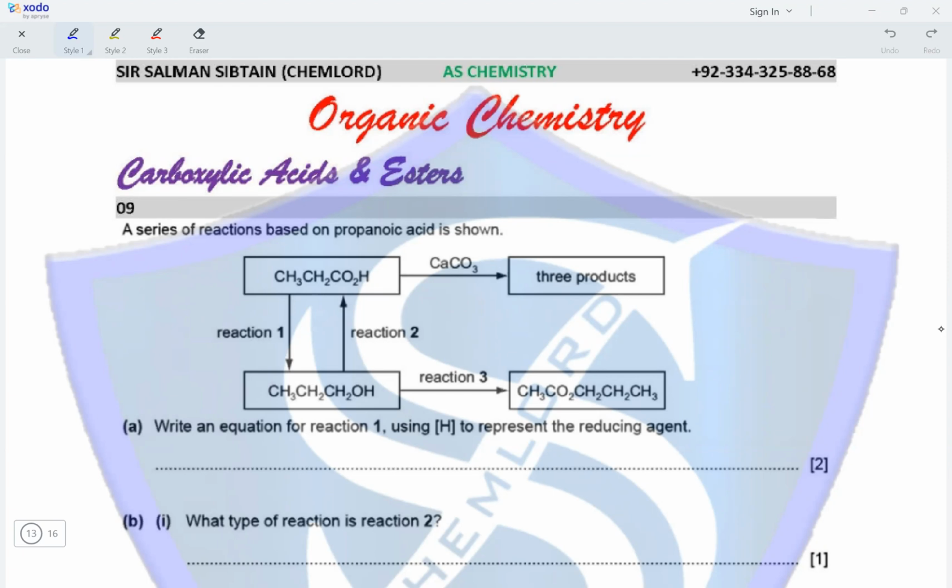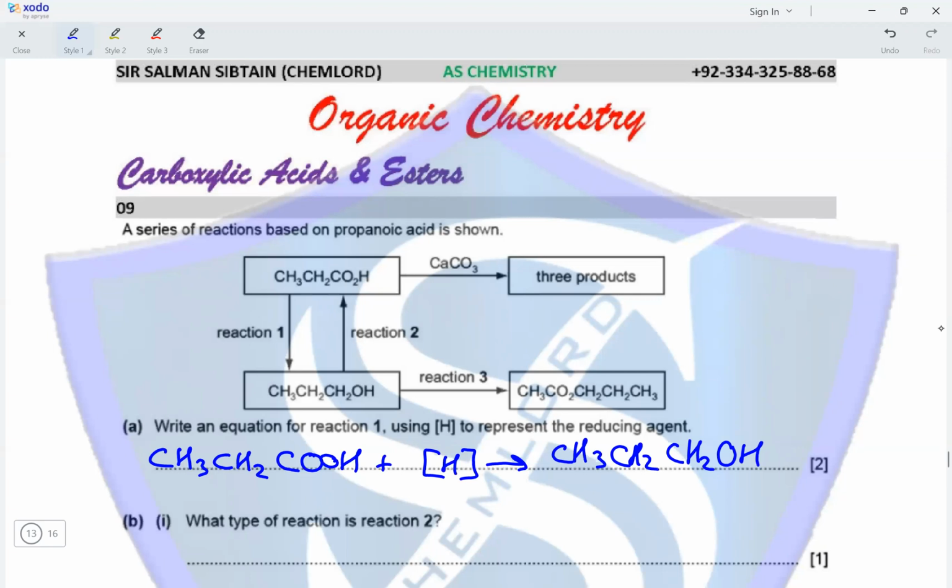Write an equation for reaction 1 using square brackets H to represent the reducing agent. So we would have CH3CH2COOH undergoing reduction to produce CH3CH2CH2OH, and the other oxygen would form water. So in total, we need 4 atoms of hydrogen to form the products.